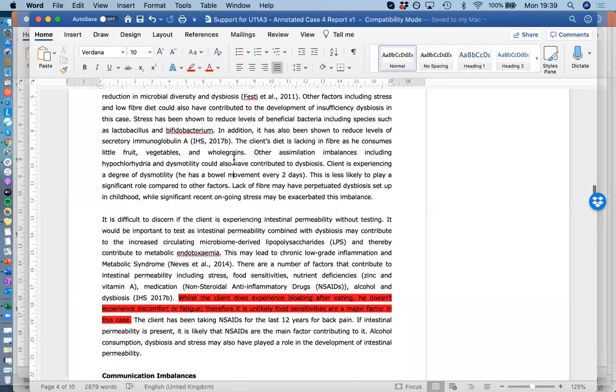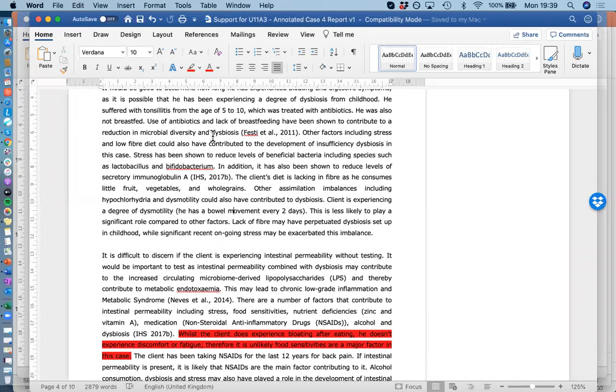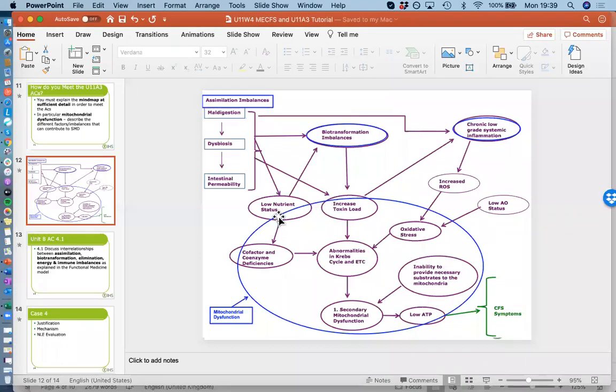It's almost like the clinical imbalances form the main structure of it, like your discussion on them. Let's say each imbalance gets a paragraph. And then you don't have to explain in detail what oxidative stress is. You can take it that we know what it is, but you can say, let's say, the client might be experiencing a degree of oxidative stress. There is some research to show that individuals with ME/CFS are more prone to oxidative stress, and this may damage the Krebs cycle and electron transport chain, thus contributing to secondary mitochondrial dysfunction.